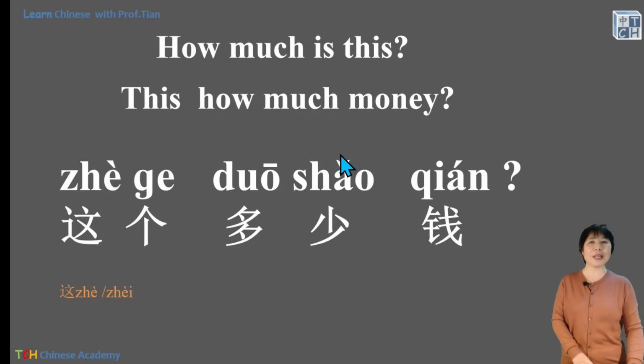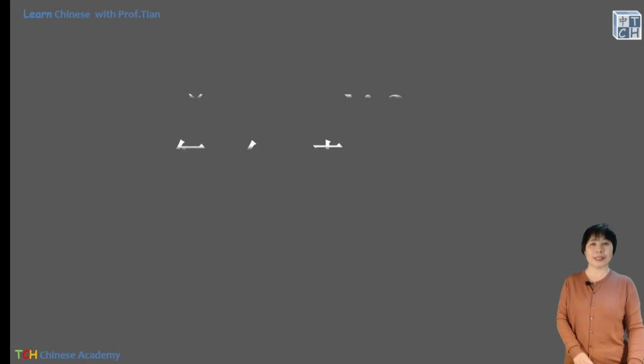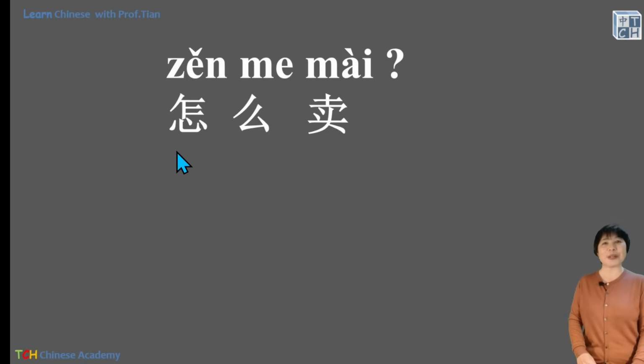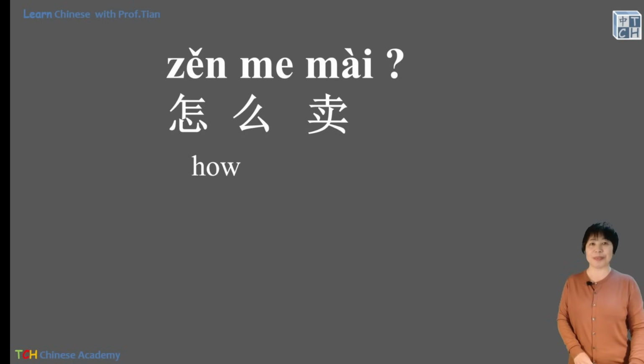Okay, let's move on to another very popular way of asking the price, which is 怎么卖? What does that mean? So 怎么 means how, and 卖 to sell. So we just say how to sell it, the price, how to sell it. Yeah, 怎么卖? So pay attention to the pronunciation. This 么 is unstressed, so 怎么. And 卖, this is the fourth tone, okay, going down.